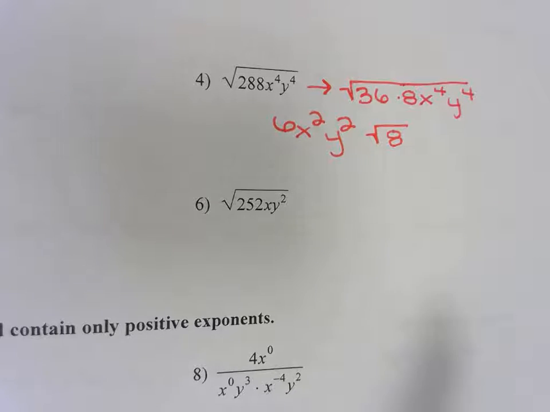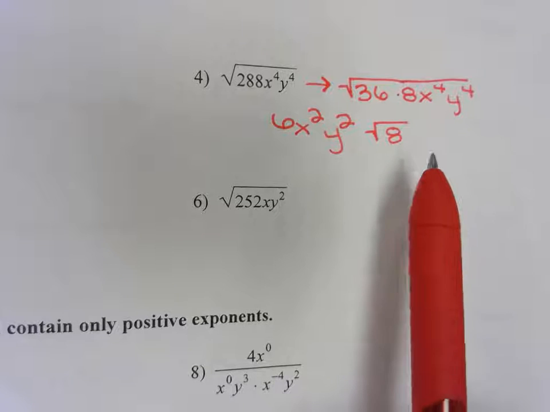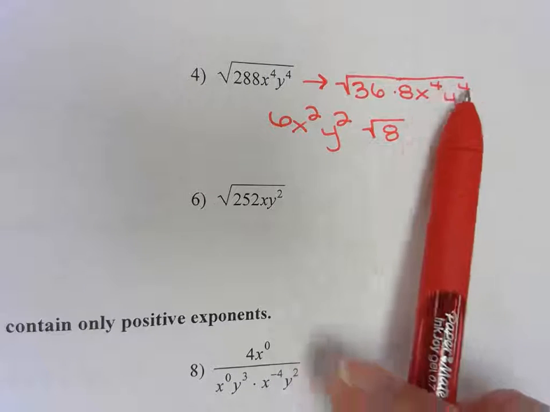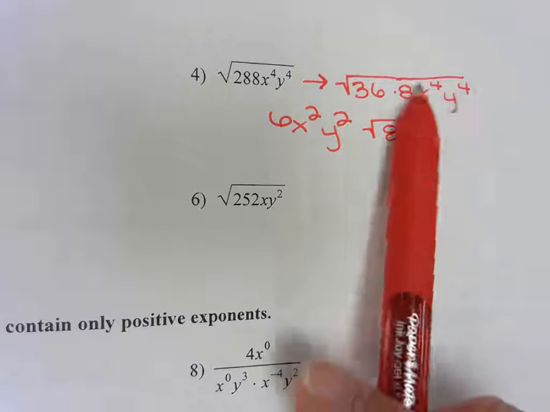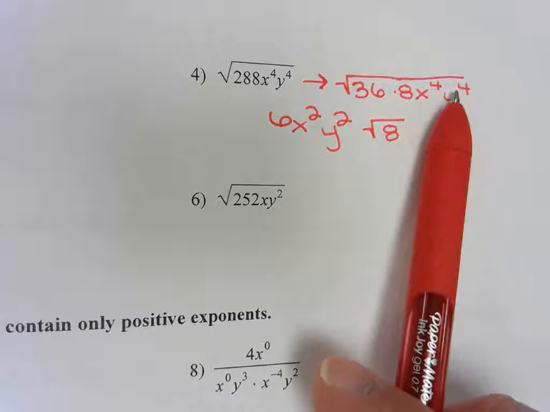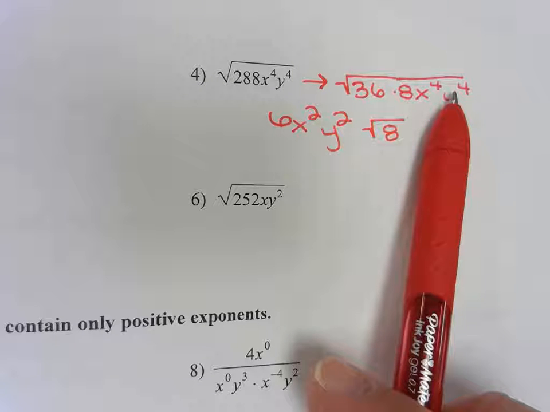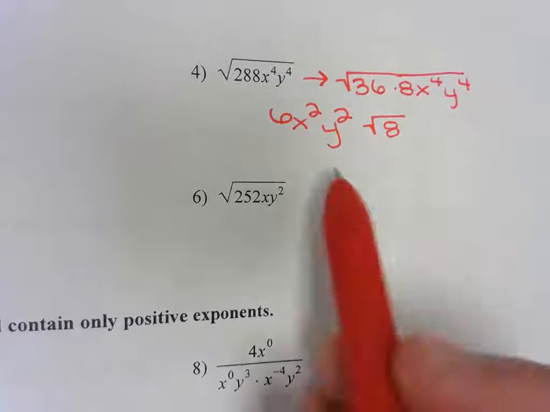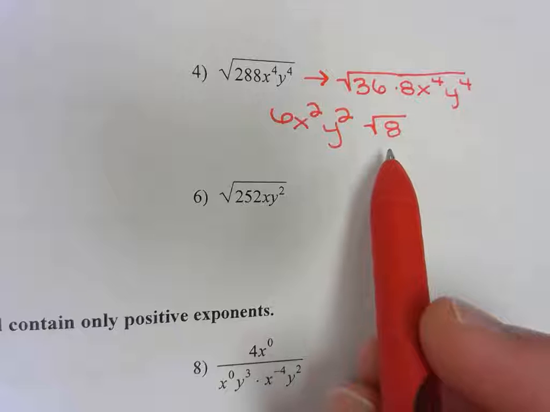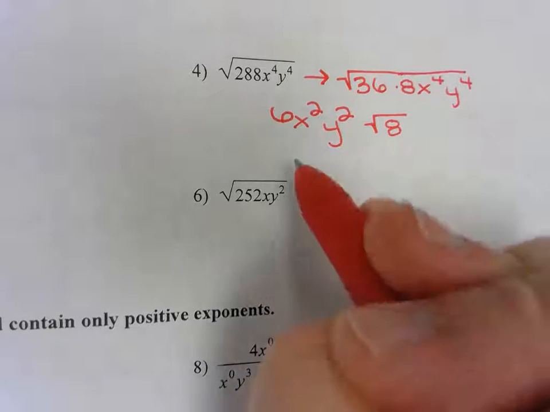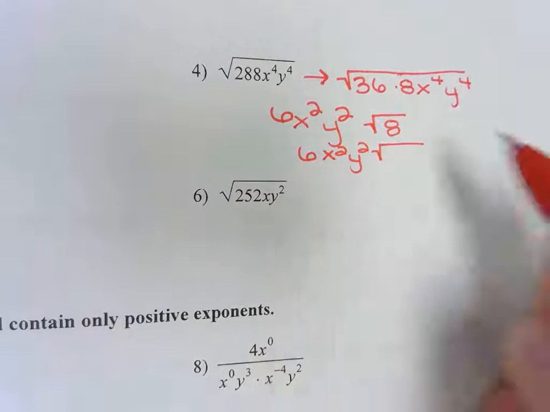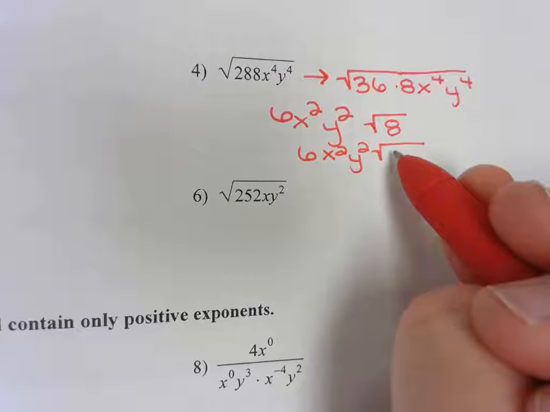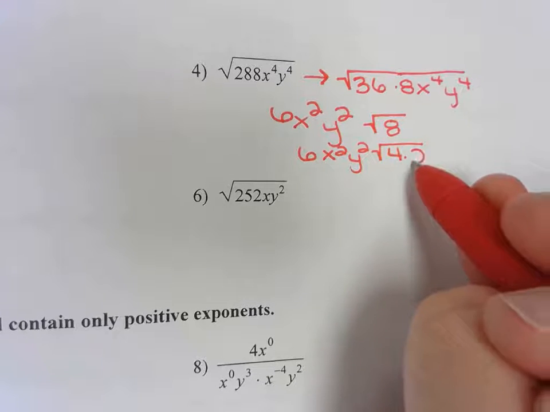So as I look at this, will there be any remainder left on the inside? No, because the exponents are what? Even. Yeah, they're even. Anytime I have an even exponent, you're never going to have a remainder. If it was an odd exponent, my remainder was what? 1. Okay? Now, is this all the way simplified yet? No, because there's a perfect square that goes into 8. So what is the perfect square that goes into 8? 4 times 2.